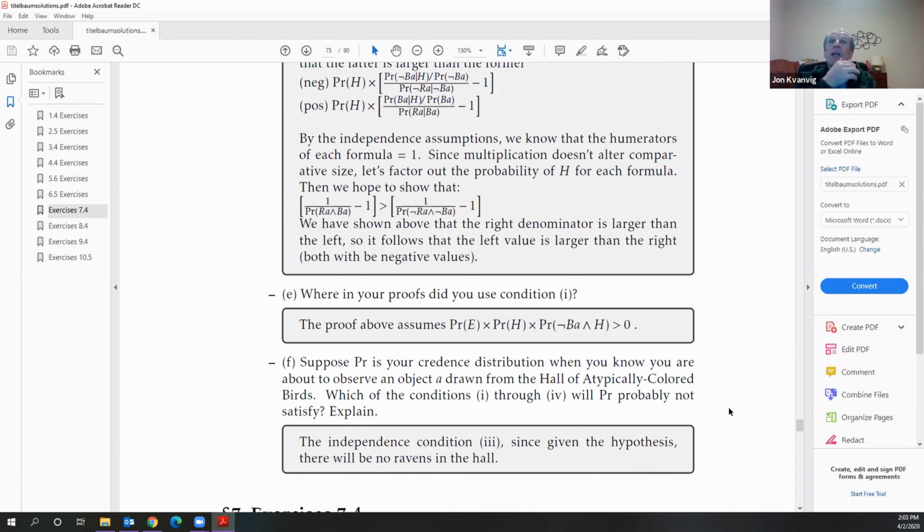Finally, suppose PR is your credence distribution when you know you are about to observe an object A drawn from the hall of atypically colored birds. Which of conditions 1 through 4 will PR probably not satisfy? Well, go read about the hall of atypically colored birds. The independence condition 3 won't hold, since given the hypothesis, there'll be no ravens in the hall.